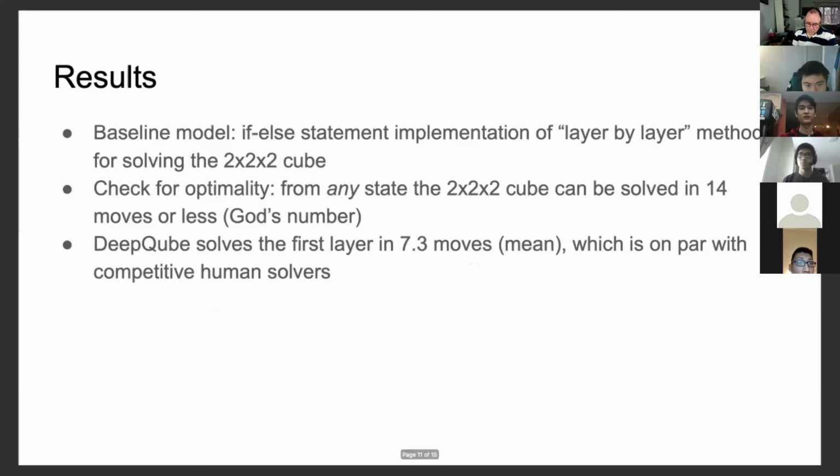So for our results, our baseline model is the layer by layer method of solving the 2x2 cube, which is a beginner's level method that anyone could learn. To check for optimality, it's known that any state on the 2x2 cube can be solved in 14 moves or less. This is known as God's number. And the last thing is the reinforcement learning portion of our model is actually on par with competitive human solvers, which is pretty interesting.